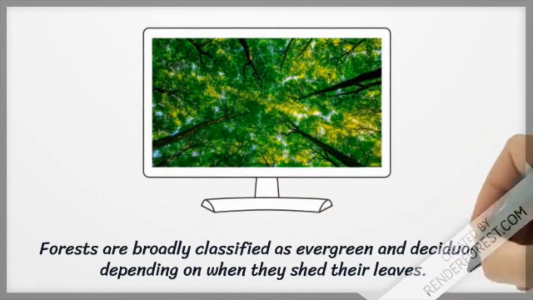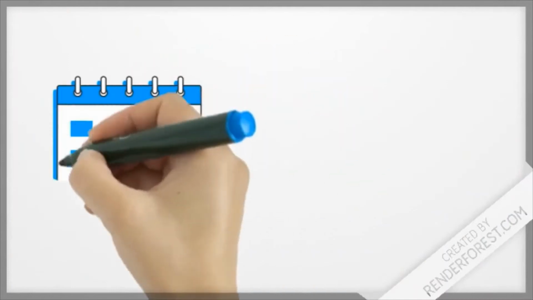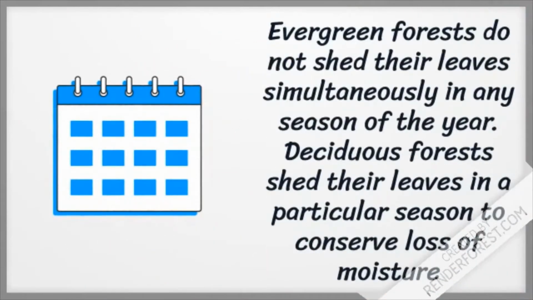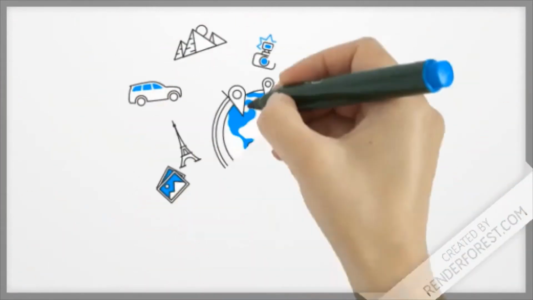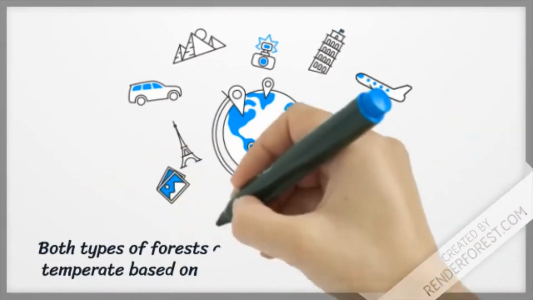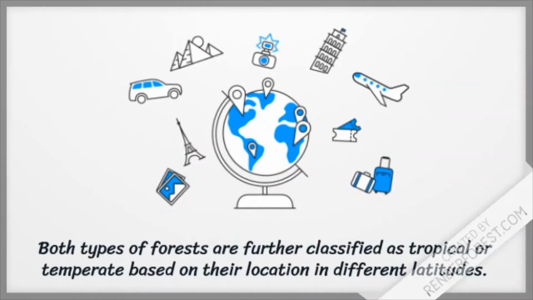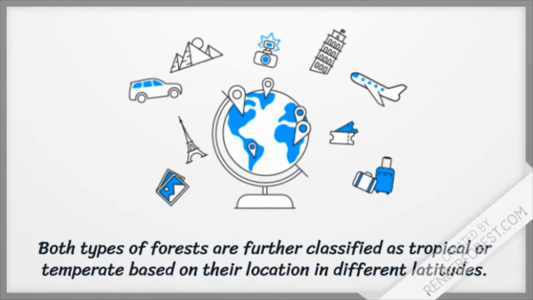Forests are broadly classified as evergreen and deciduous depending on when they shed their leaves. Evergreen forests do not shed their leaves simultaneously in any season of the year. Deciduous forests shed their leaves in a particular season to conserve loss of moisture through transpiration. Both types of forests are further classified as tropical or temperate based on their location in different latitudes.